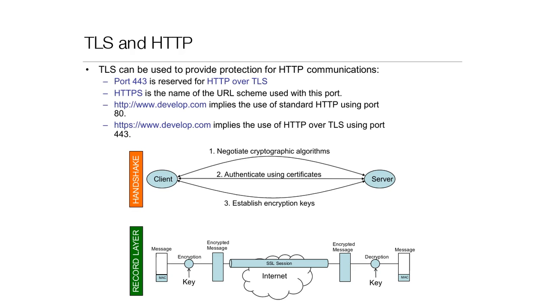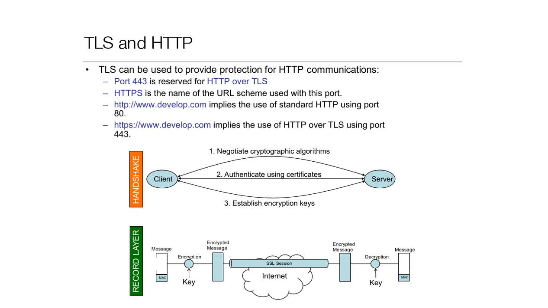Client initially doesn't trust this server, but client trusts the trusted third party. Because of that trust, client will trust this server because the server's certificate is signed by a trusted third party. How does this client trust that trusted third party?